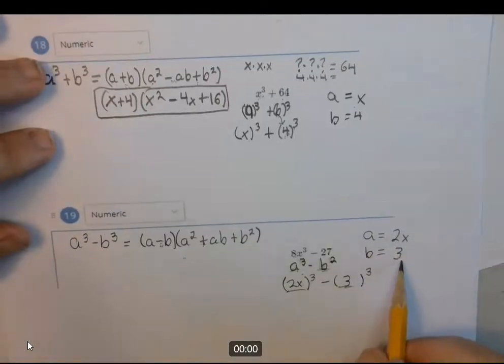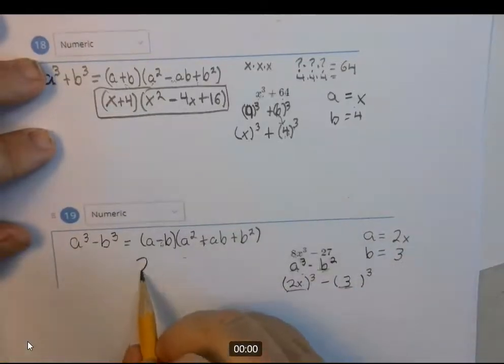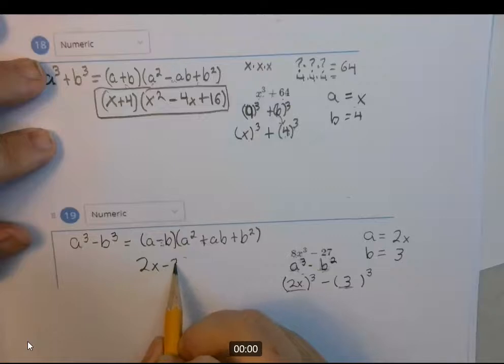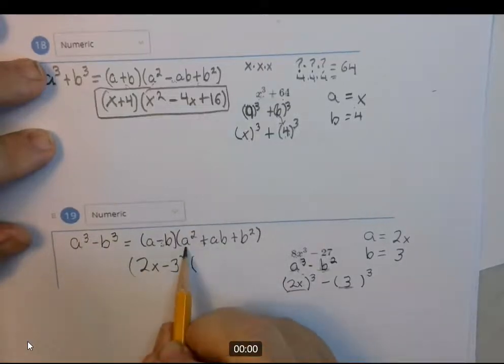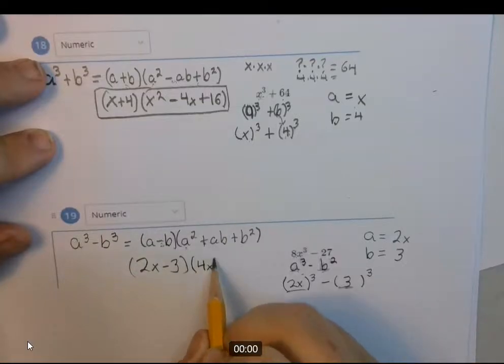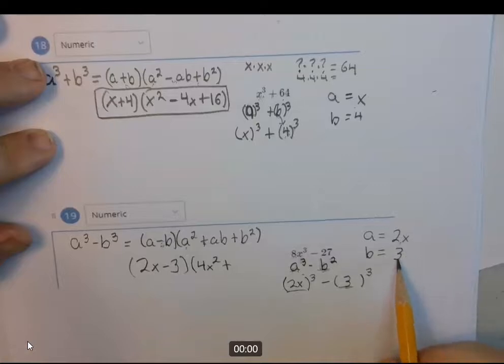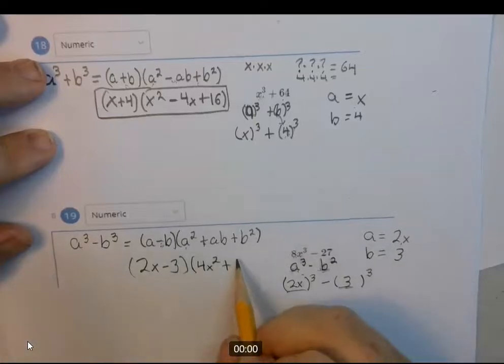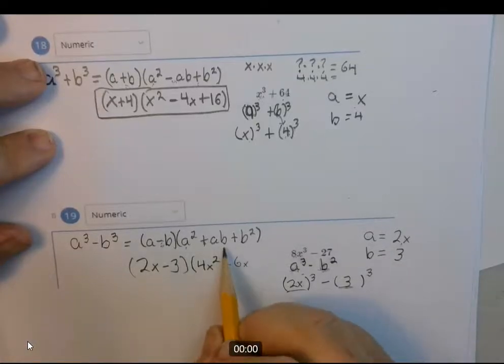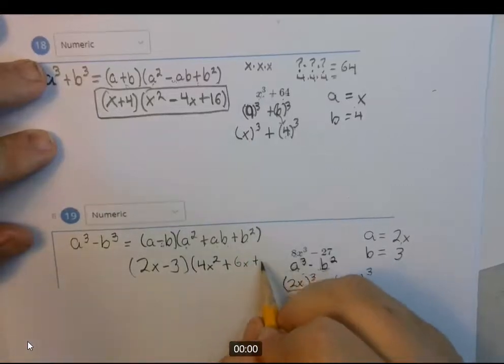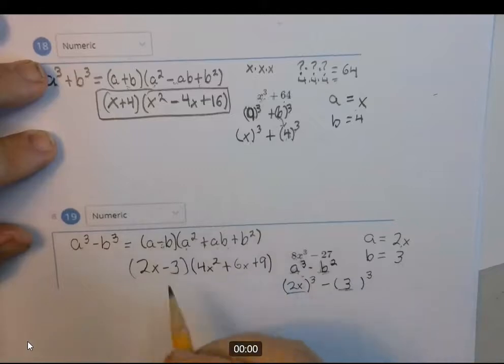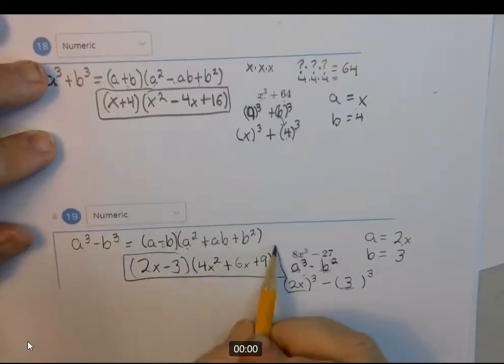There's a, there's b over there. So a is 2x minus 3. And then this term is 2x squared. That's going to be 4x squared. 2 squared and then x squared. Plus 2x times 3. 2x times 3 is 6x, so that goes right here. That's the a times b. And finally, the b squared is 3 squared, so that's plus 9. And that's the answer.